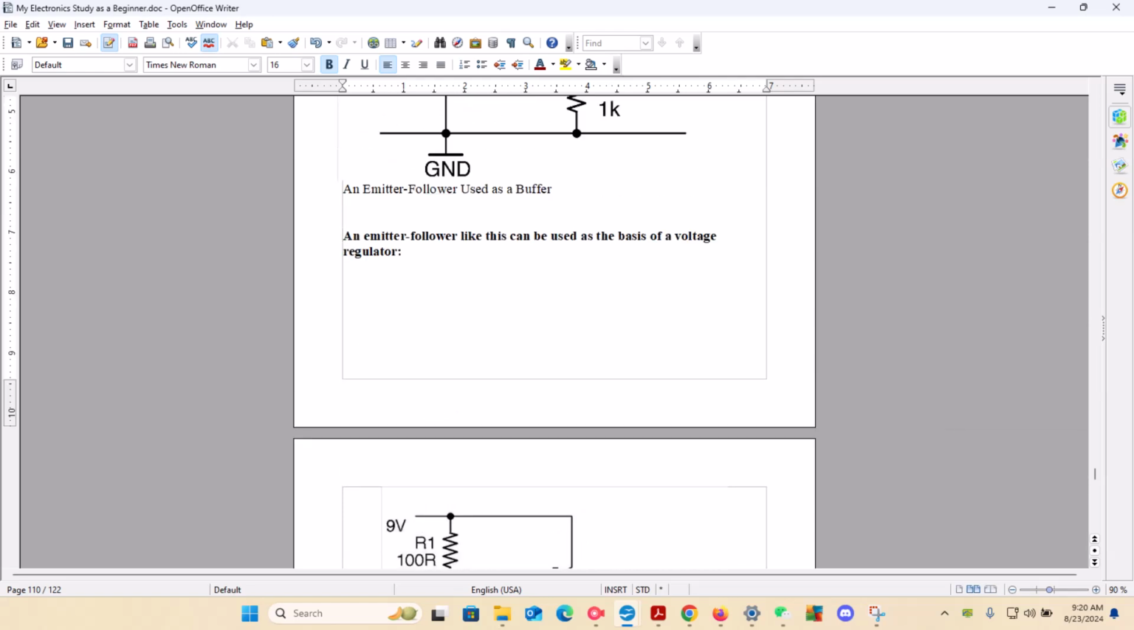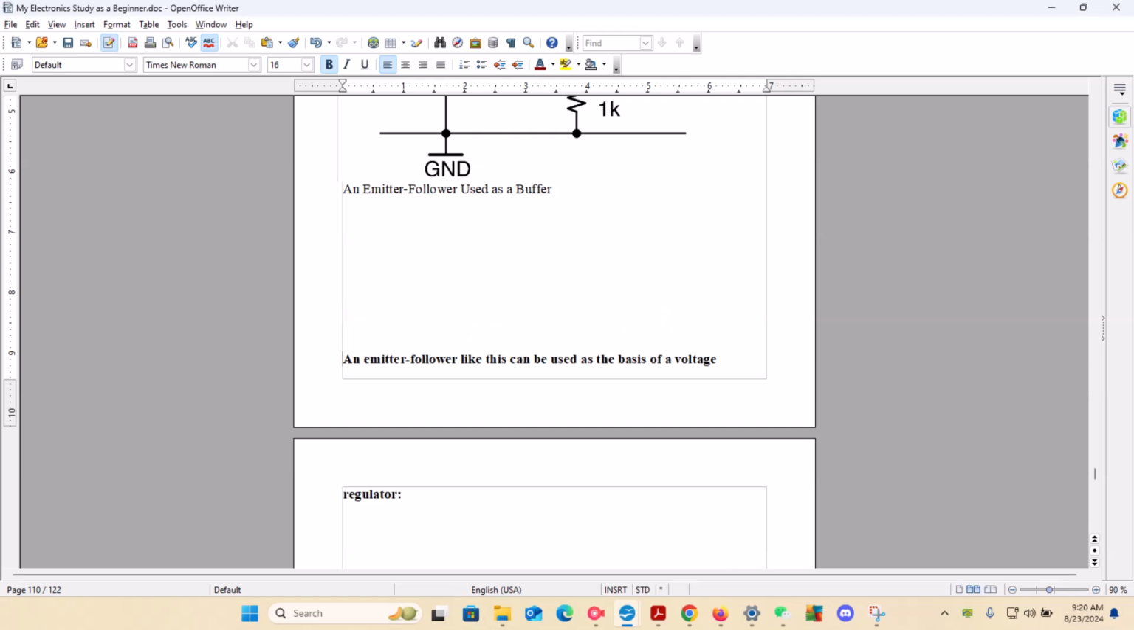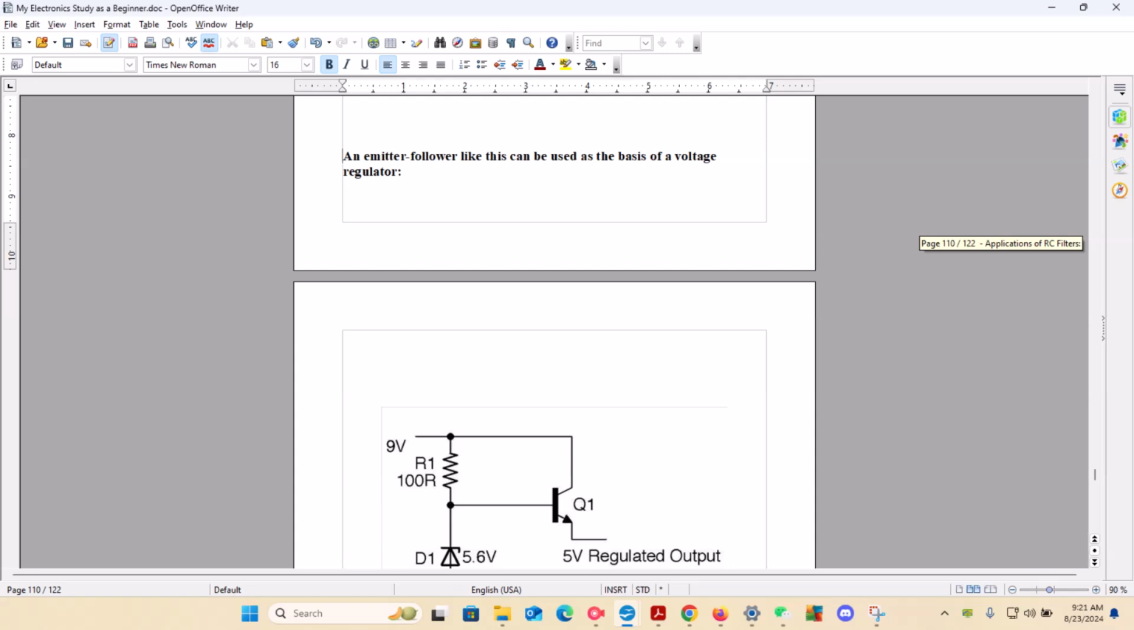Actually, I want to pull this down a little bit. I didn't want that to happen. That's okay. Move this up.